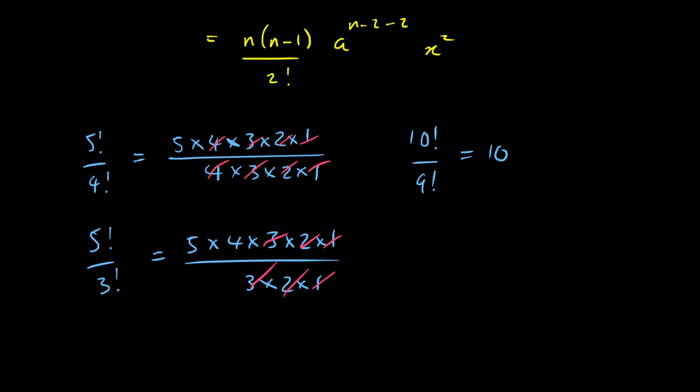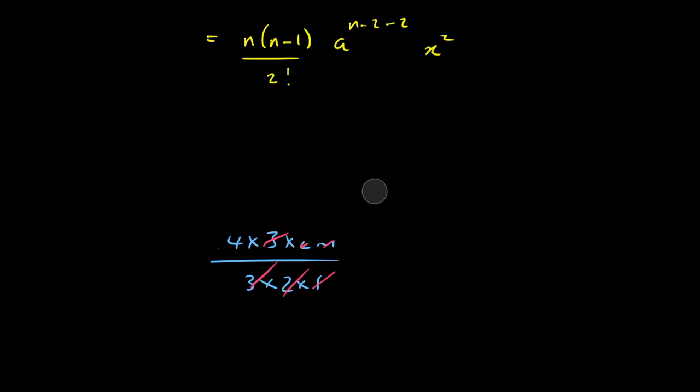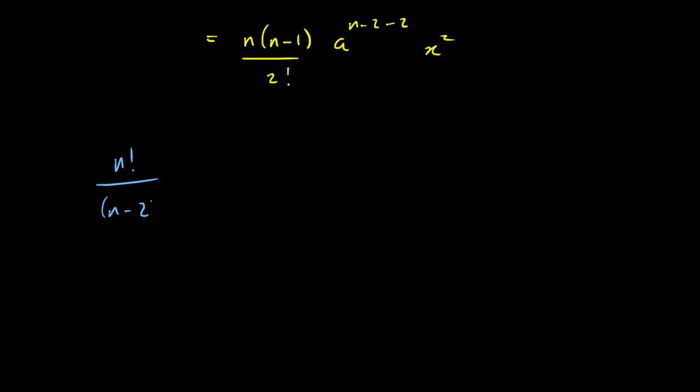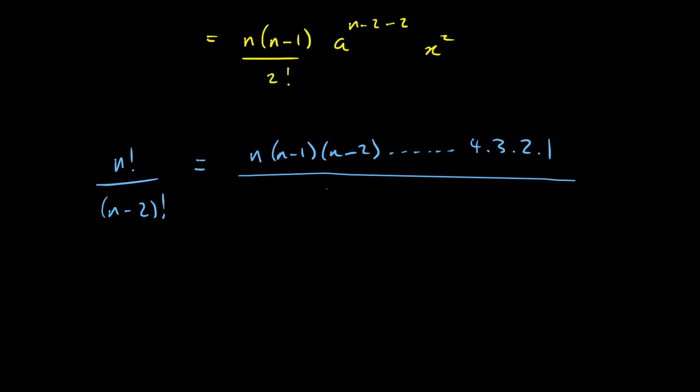So let's now try to expand this idea to include the n's. So if I've got n factorial, and I divide it by n minus 2 factorial, what does this represent? N factorial is n times by n minus 1 times by n minus 2 times by n minus 3, dot, dot, dot, dot, until we get to times by 4 times by 3 times by 2 times by 1. What's n minus 2 factorial? It's n minus 2 times by n minus 3 times by n minus 4 times by dot, dot, dot, dot, until we get 4 times by 3 times by 2 times by 1.